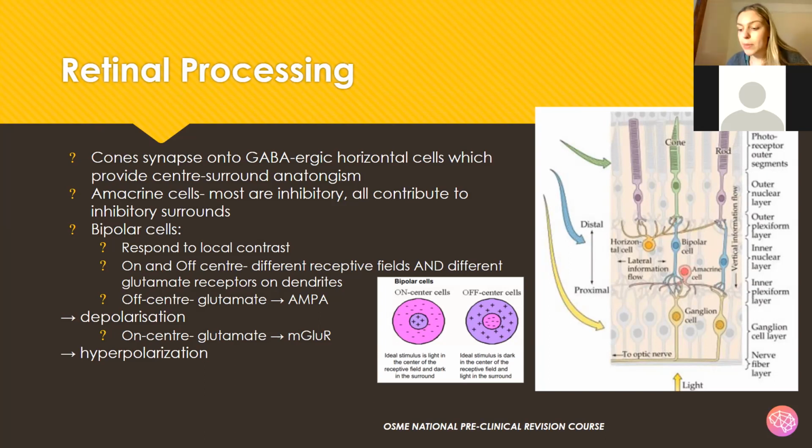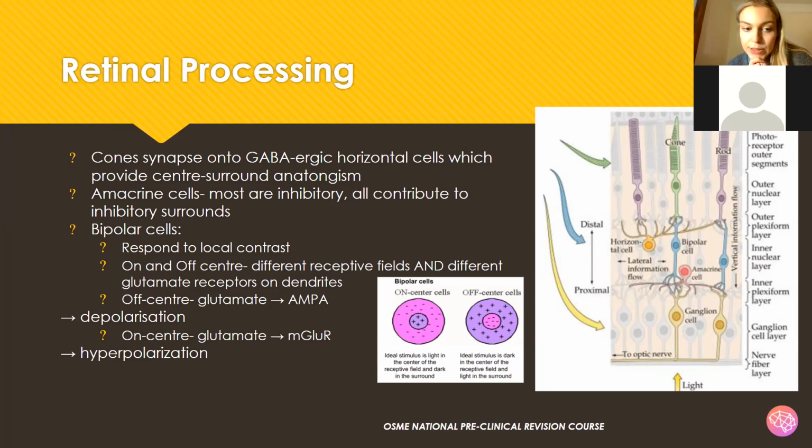So yeah, it's sort of a similar response. They contribute a bit to on-off responses and inhibitory surrounds. And then of course we have these bipolar cells, of which I did this extra diagram. So these respond to local contrast. So we have on-center and off-center cells with different receptor fields and different glutamate receptors on dendrites.